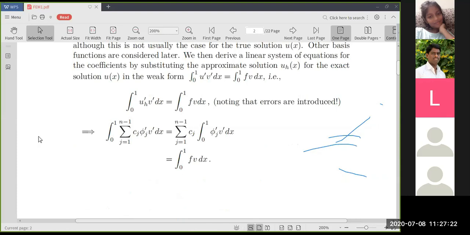Fine. So you substitute the expression for u_h inside this integral. So you are going to get Cj, Pj dash v dash dx, and the summation j equal to 1 to n minus 1 Cj, integral 0 to 1, Pj dash v dash dx, integral 0 to 1 f into v dx. You can pull the summation outside, because this is a finite summation and this is the integral 0 to 1. I can make the integral 0 to 1 Pj dash v dash dx equal to integral 0 to 1 f into v dx.